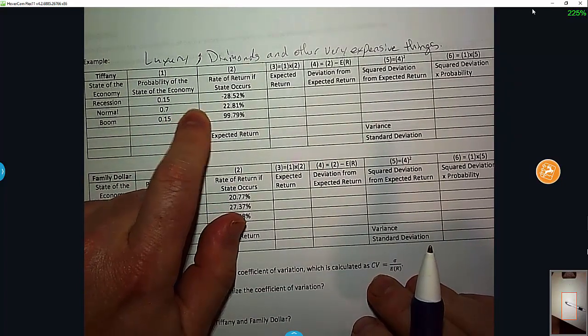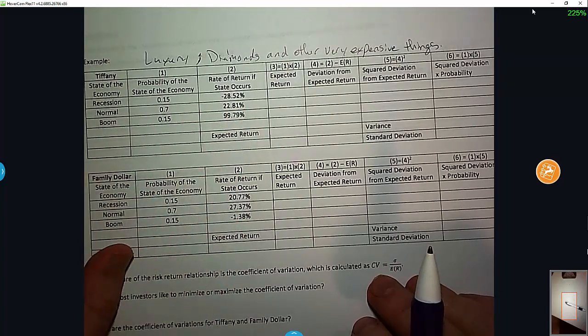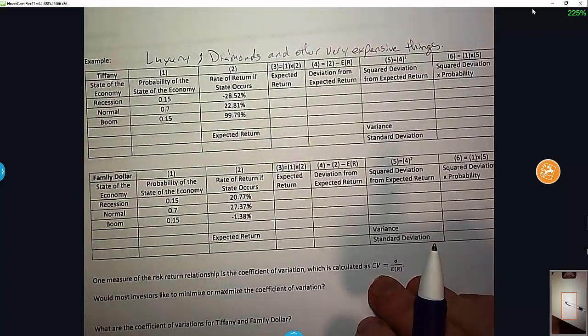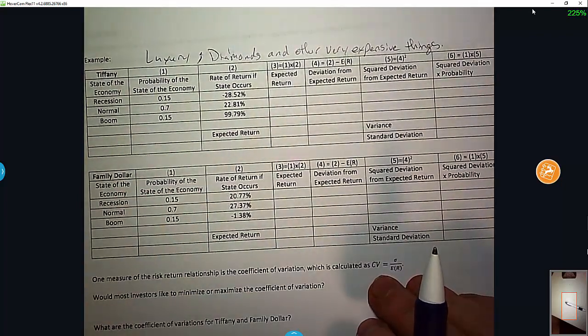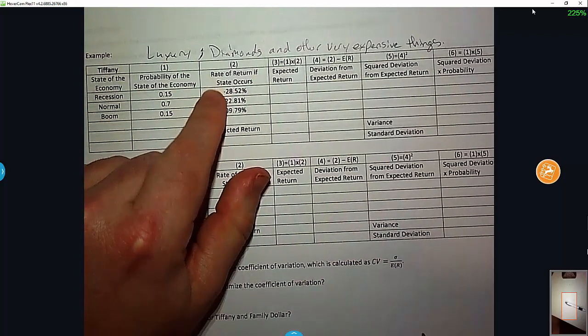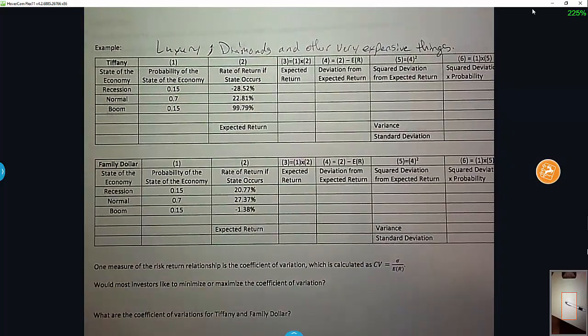All right. And so for the years when there was a recession, the return on the stock for Tiffany was negative 28.52% on average. During the normal economies, the return on average was 22.81%. And then when the economy did really, really well, so did Tiffany, 99.79% return during those years. So if you think the economy is going to boom and it's just going to explode and grow, Tiffany is a good option to consider looking into for an investment during those time periods. If you think we're going to go into a recession, then Tiffany would not be a good option.